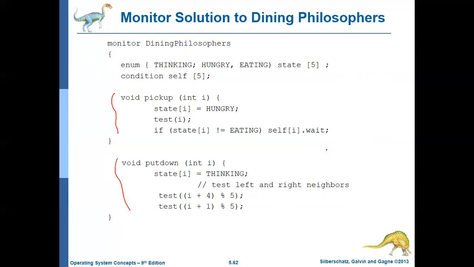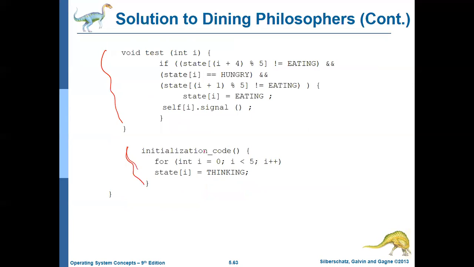Inside the pickup function, we pass the argument I to denote which philosopher we are talking about. Then state of I is equal to hungry. Pickup means what? He is hungry. That is why he is going to eat, right? So that is why he has to pick up the chopstick. So we have to change the state of I to hungry. Then we invoke a test function. What is this testing? Which I just told you now, checking whether the chopstick on his right and chopstick on his left is free. So let us go to the test function.